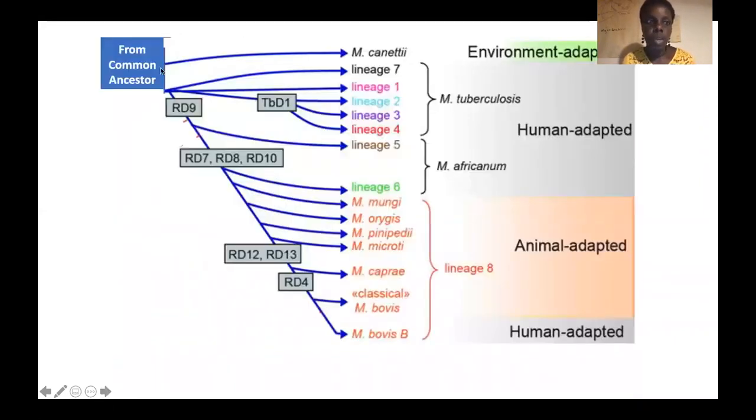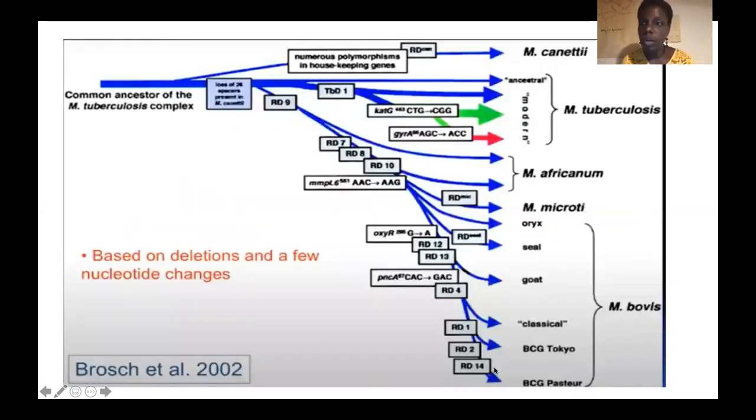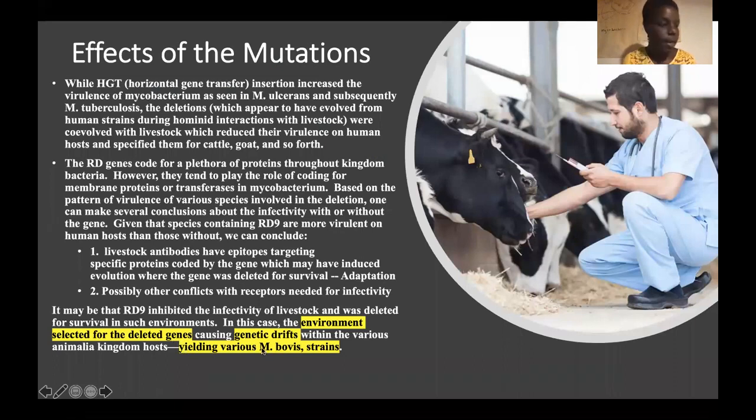If we look at this tree from the common ancestor, we see prior to the RD9 deletion, tuberculosis, and after the deletion, Africanum, and subsequent deletions, including RD8 and 7, etc., speciate the organism all the way down to bovis. This also shows you the region of difference deletions from 1 all the way to 14. So we see that bovis was speciated with the RD deletions, and that was selected for.